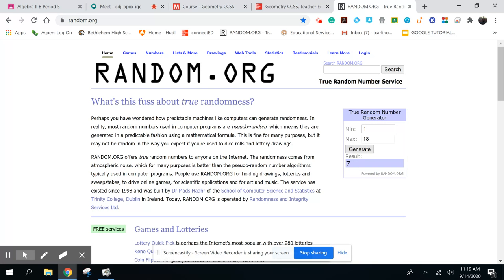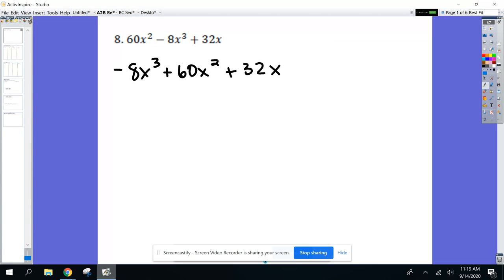Will, when you find that number, let me know. 8, 60, and 32. 4. Good. And now I'm going to do a little something else here. I hate when that leading term is negative, so I'm going to take out the negative too. Will, is there anything else you want to take out? The x. Good job. So overall, I'm going to take out negative 4x.